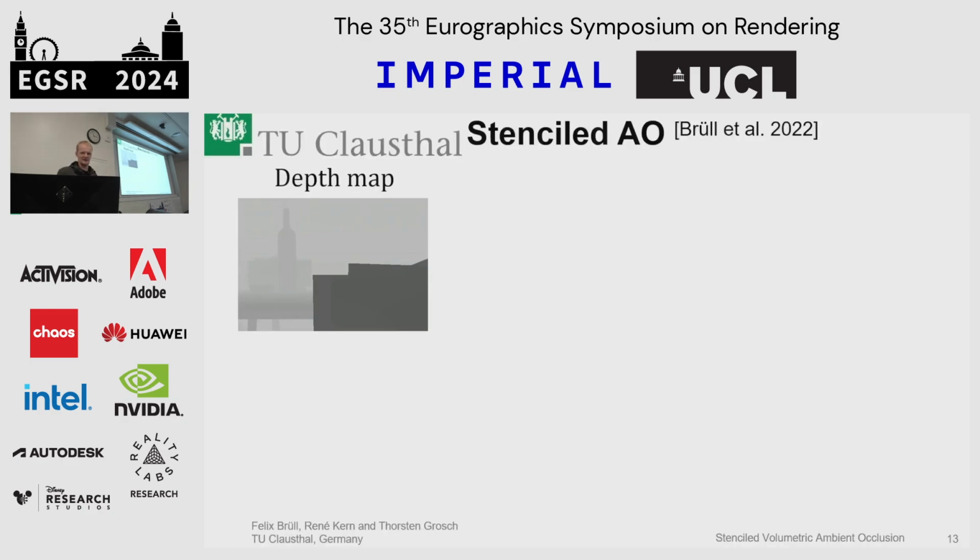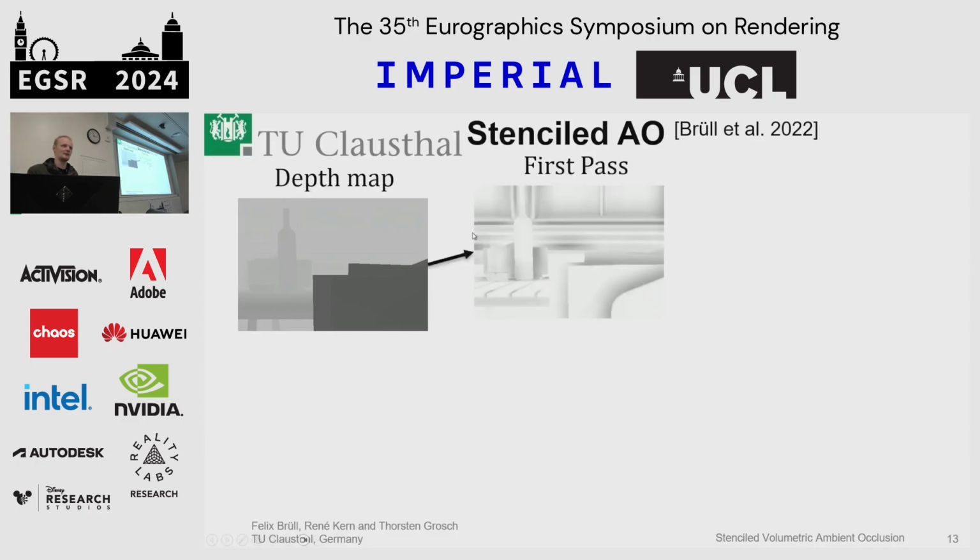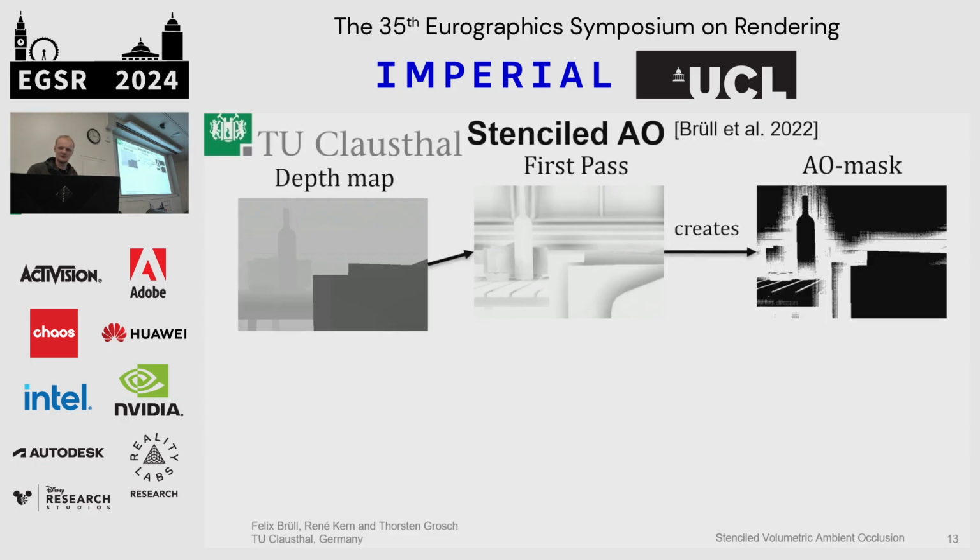So we start again with the depth map. From the depth map, we calculate the ambient occlusion as usual with all the arrows. So you can maybe see that there's a shadow missing here. However, during the calculation of the ambient occlusion, we also remember which pixels had problems when they computed the AO mask, which pixels are potentially missing the shadows.